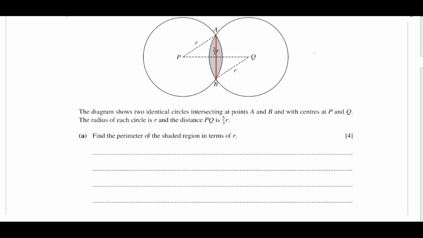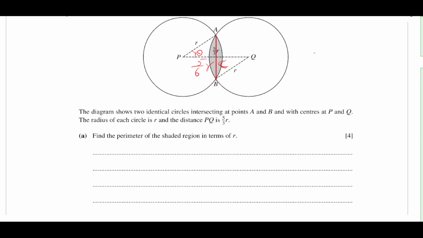Now suppose AB is given. Let us name the intersection point C. This AB will be the perpendicular bisector of PQ. We will not go into that derivation, but this will bisect it. So this 5 divided by 3 R, from P to C, it will become 5 divided by 6 R. By knowing this, we can calculate this particular angle.